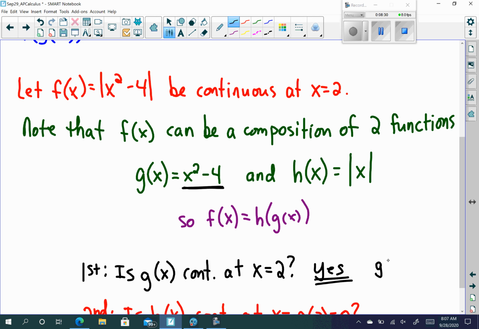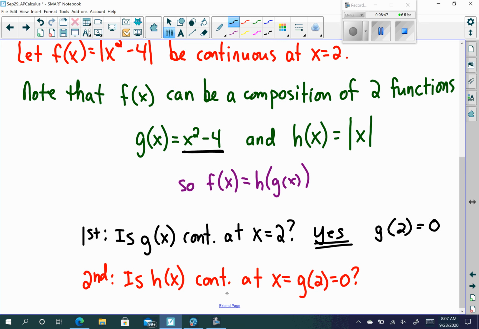And then we could fill this in and say, well, g of 2 is going to be 2 squared minus 4, so that's going to be 0. But we also know that the left-hand limit is going to equal the right-hand limit, so the limit exists as x is approaching 2, and the two are equal to each other.